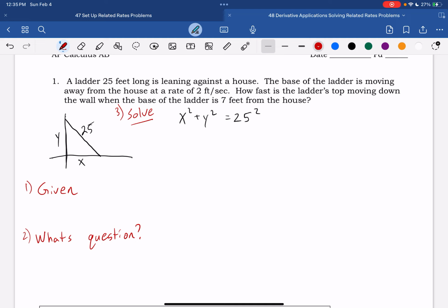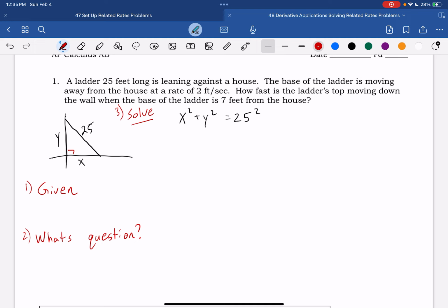So just to recap what we had, we have our ladder there leaning against the wall. We defined these two variables, x and y, x being the distance that the base of the ladder is from the wall, y being the physical distance from the ground up to the top of the ladder, wherever the ladder is touching the wall. Because it was a right triangle, we were able to use the Pythagorean theorem to say x squared plus y squared is equal to 25.